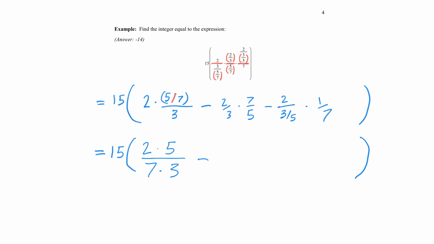In the middle term, things are kind of nicely sorted out already. We have 2 times 7 over 3 times 5. And in the last term, we have 2 divided by 3 over 5. So let's take that, 2 divided by 3 over 5, and use our rule to exchange that for 2 times 5 over 3. And all of this is multiplied by 1/7. So we can write multiplied by 7 in the denominator.